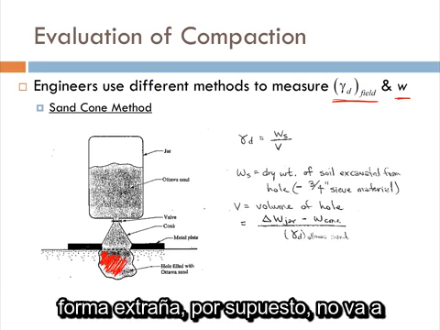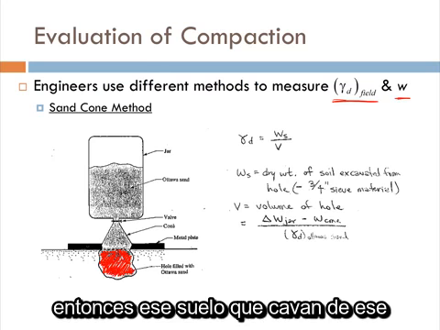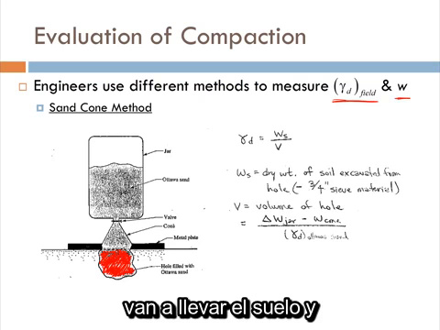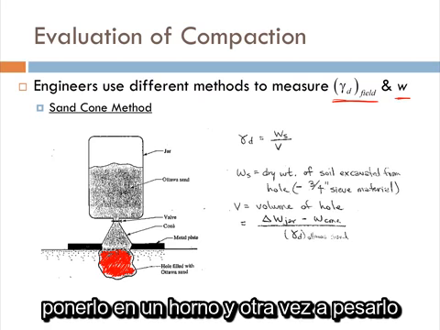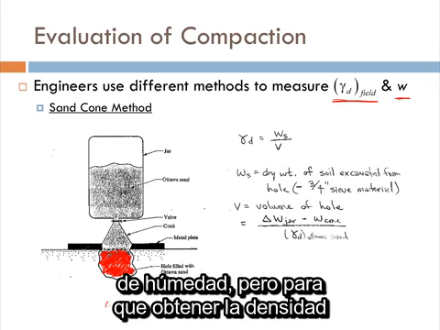And it's going to be some weird shape, of course. It's not going to be a perfect sphere or anything. They're just going to dig a hole in the ground. Then that soil that they dig out of that hole, they're going to weigh it. And then they're going to take the soil back and put it in an oven and weigh it again so they can get the dry weight. And that's where they're going to get the moisture content.